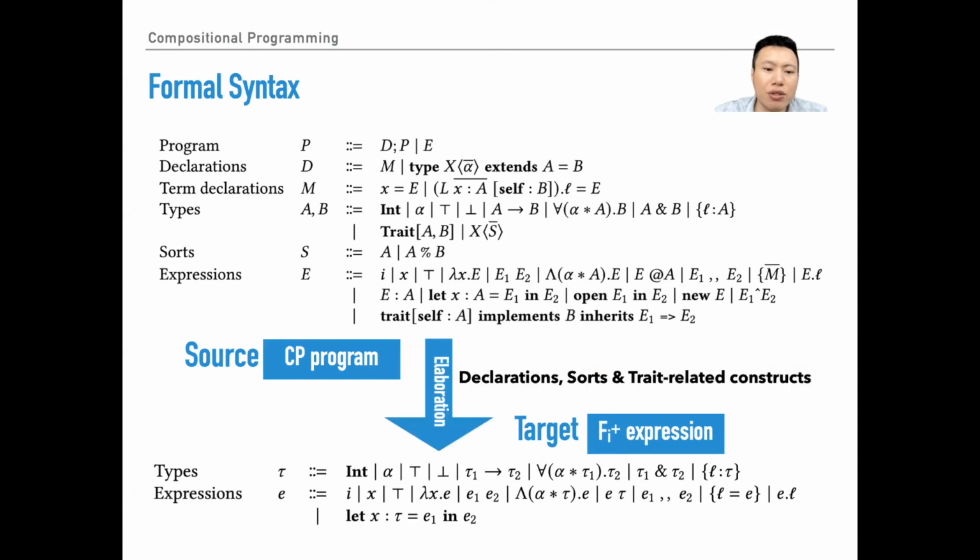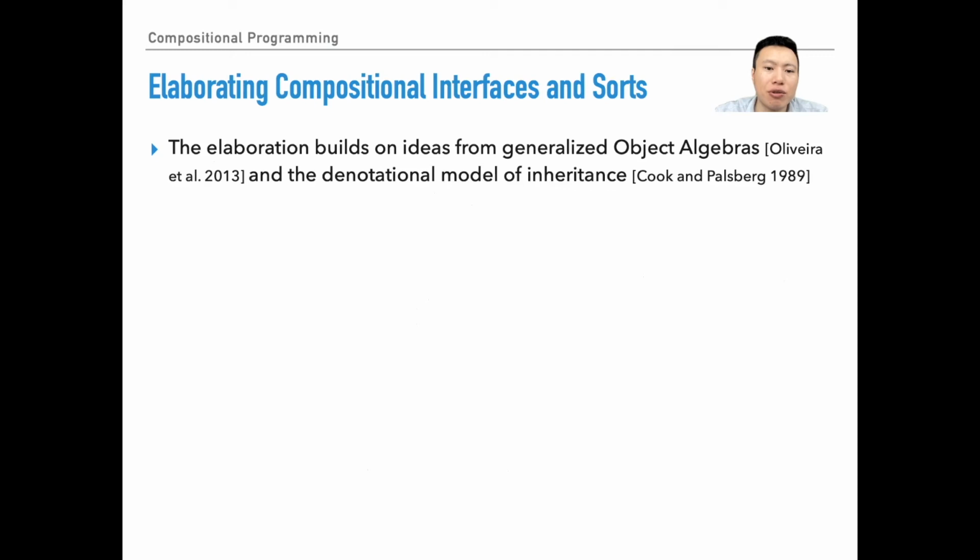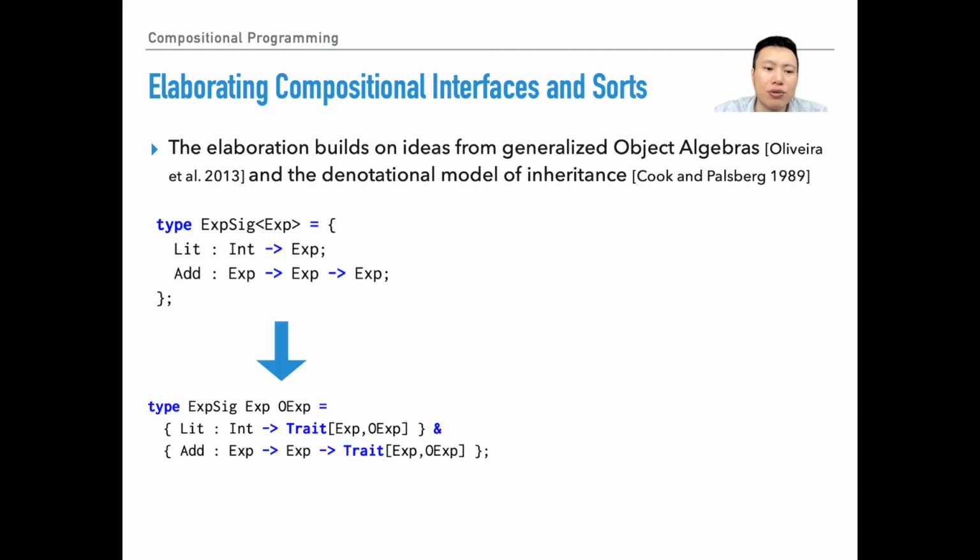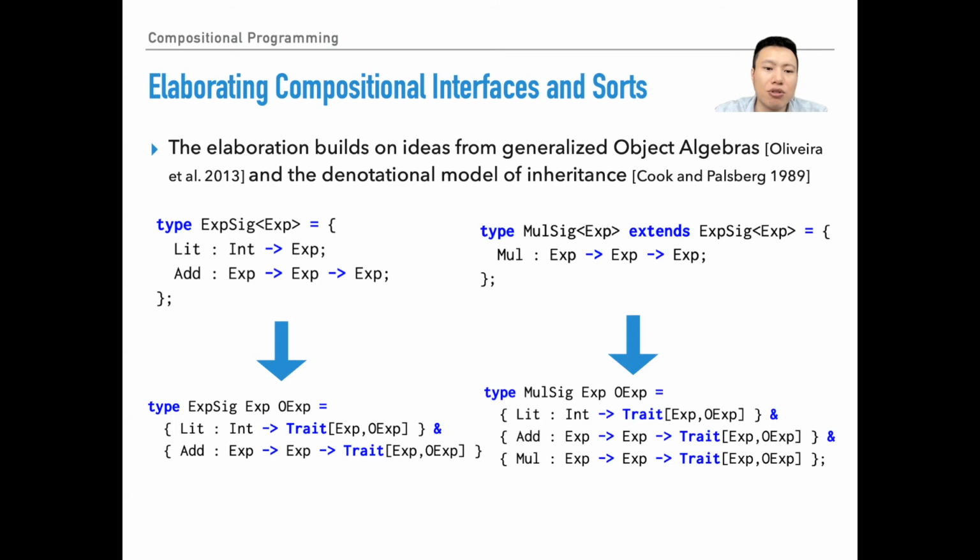During the elaboration, declarations, sorts, and trait-related constructs will be eliminated. The elaboration builds on ideas from generalized object attributes and the denotational model of inheritance. A sort is elaborated into two type parameters for capturing negative and positive occurrences. The return type of a virtual constructor is lifted into a trait type. An extended compositional interface is elaborated into an intersection type. The type specified in the extends clause is expanded and intersected with the transformed right-hand side.